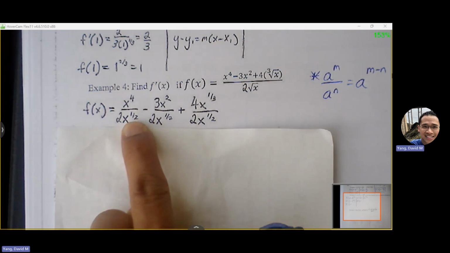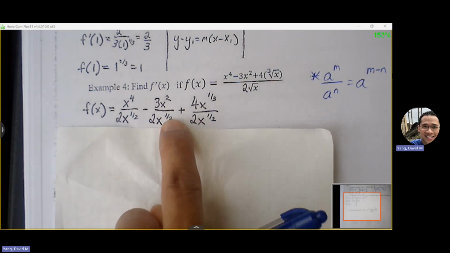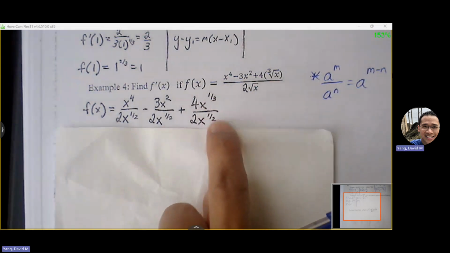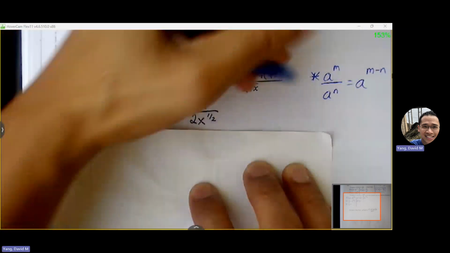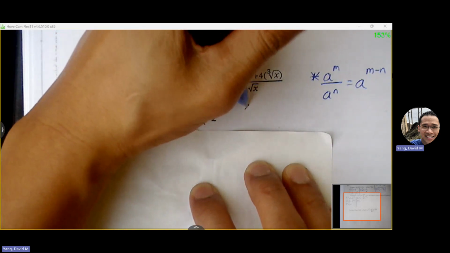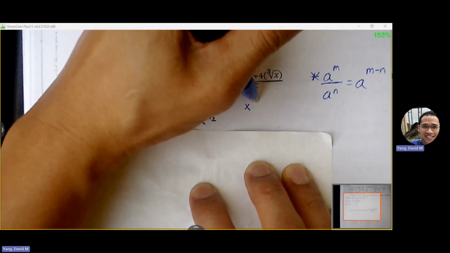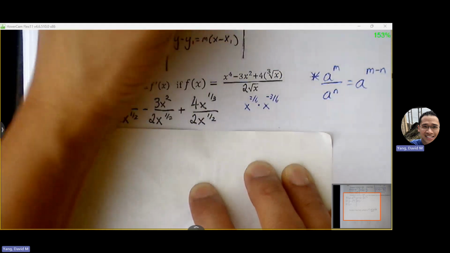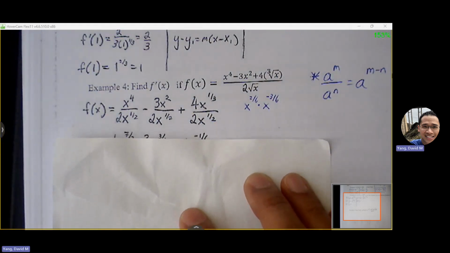That's the same thing as what? 8/2 minus 1/2, which is 7/2. And then what's 2 minus 1/2? That's just 3/2, right? And then what's 1/3 minus 1/2? I do need common denominators there. So that's the same thing as x to the 2/6 times x to the negative 3/6, which is x to the negative 1/6.